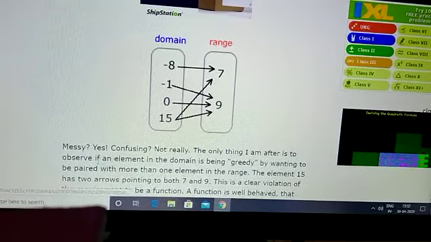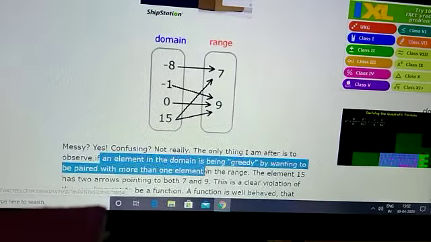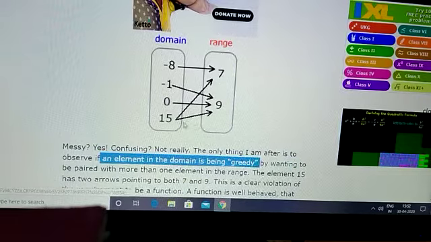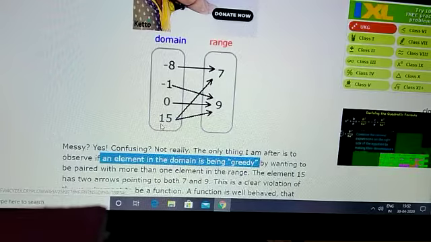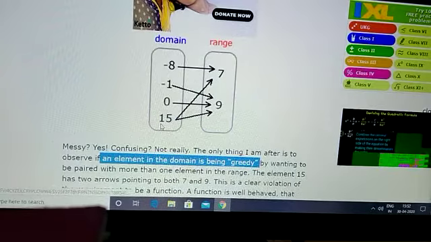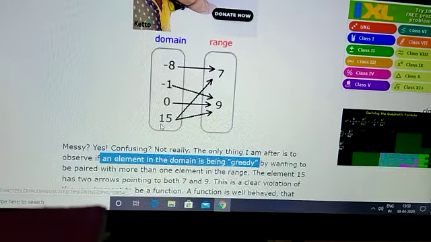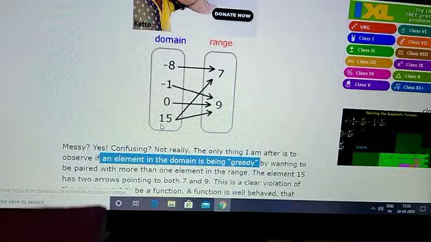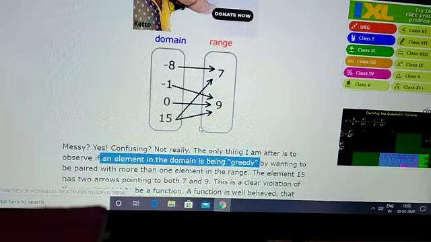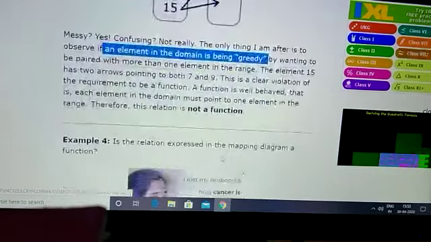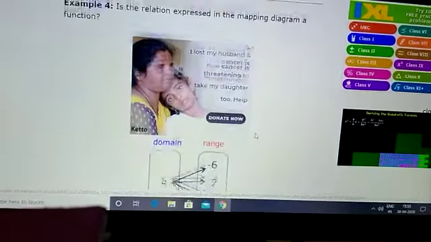It is also written that an element of the domain is being greedy; 15 is greedy. You must be associated with only one. Or you can say, if you have one wife, this is a function. But if you have two wives, you are not in the form of a function. Let's move ahead.